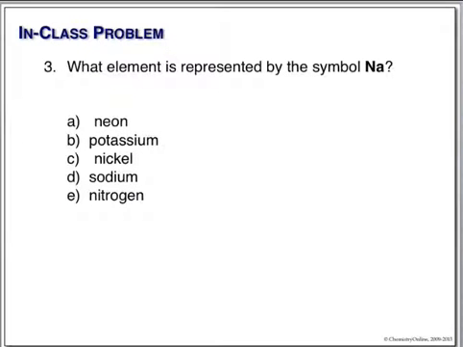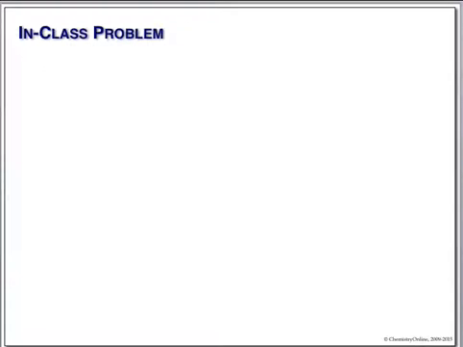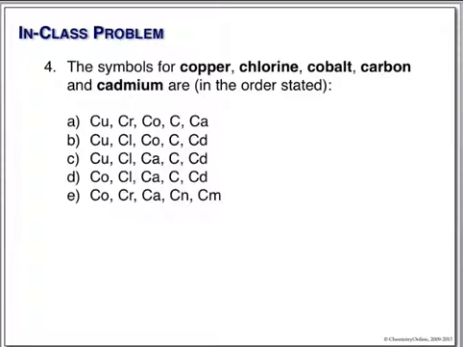Na, we all should know this one by now, we've seen it. Na is not neon or potassium or nickel or nitrogen. It is, of course, sodium. Here's another one. See if you can figure this out. Copper, chlorine, cobalt, carbon, and cadmium.